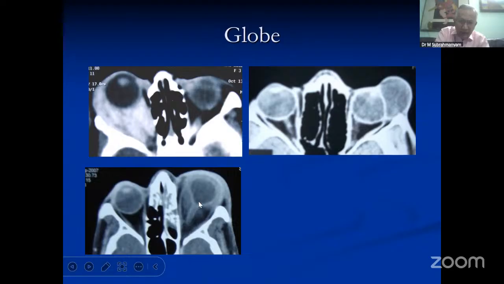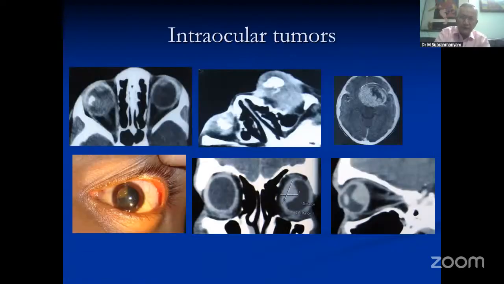And if there is severe proptosis, the optic nerve stretches to some extent and then it cannot stretch further, then there will be tenting of the globe. You look at this posterior pole, the normal posterior pole, and the change in the curvature and the shape of the posterior pole.